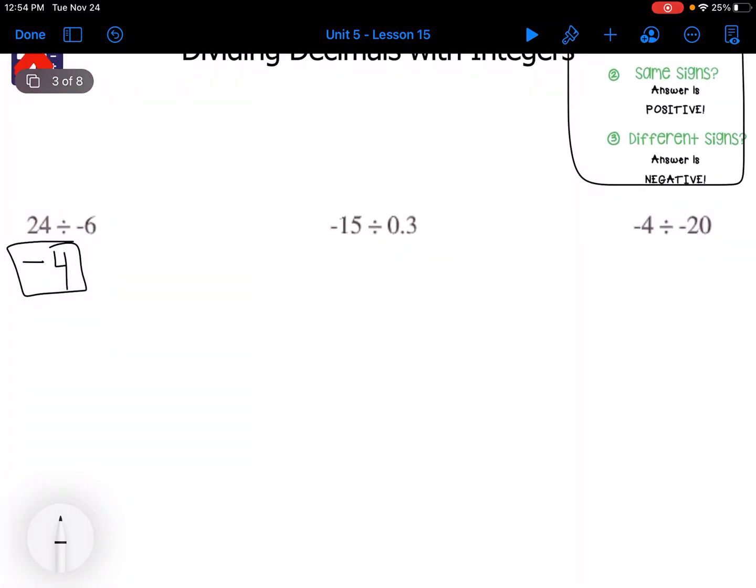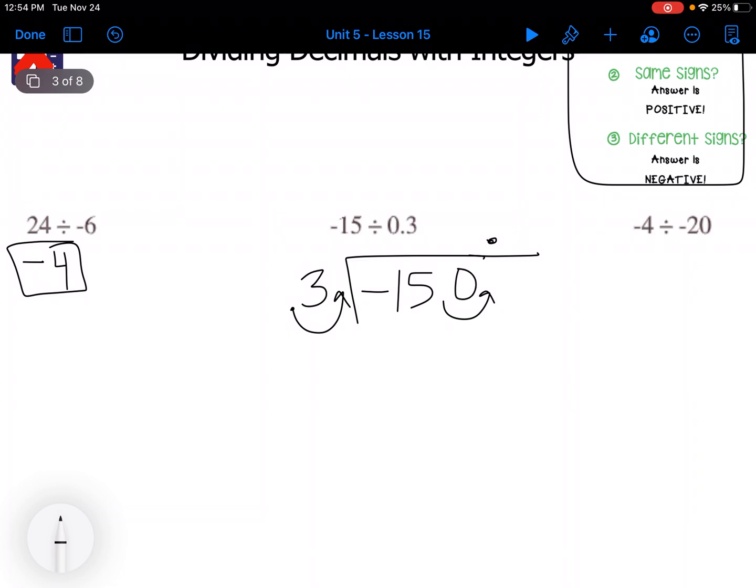Now this one is negative 15 divided by 3/10. So I just want to remind you that when we do that, you move the decimal one place over, and then you add the decimal up here. So in this hoopy, I'm going to put a 0. So I know that 3 goes into 15 5 times. 5 times 3 is 15. I subtract and I get 0.